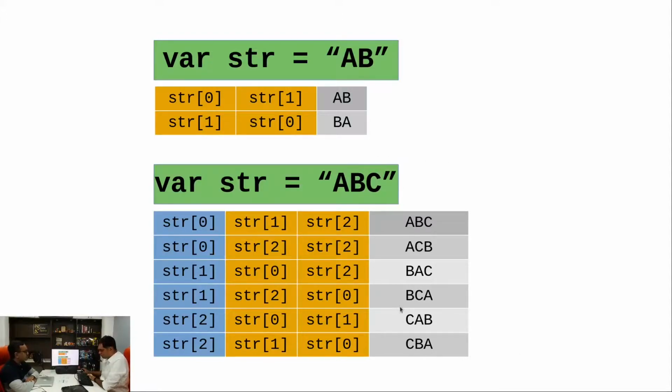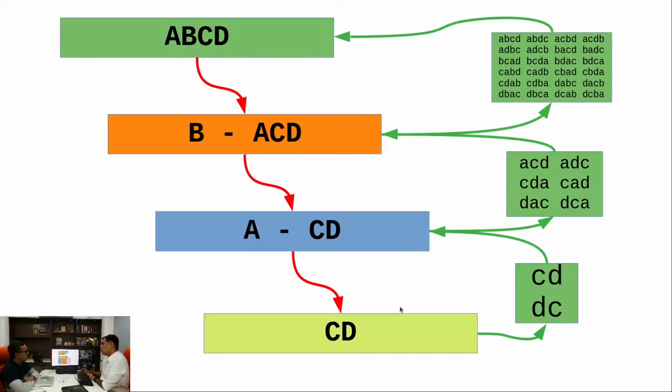Now this method also works if the number of letters in a word goes up. So in this case I have A, B, C, D. I take one of the letters aside and put A, C, D through the anagram function.